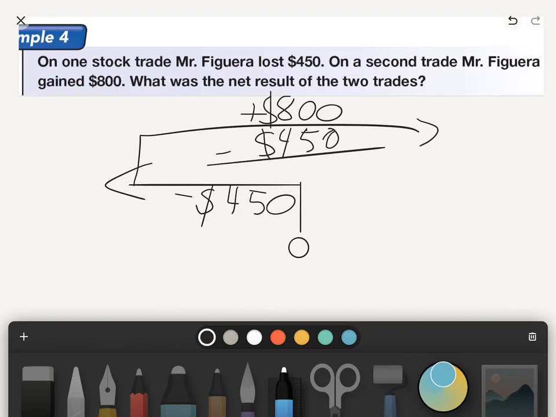Okay, and spoilers, that will end up being $350. So his net result was he gained. I just put plus. Sure, you could say that. $350 gained. Yeah, all right. My number line. Huh? I'm drawing a number line. Oh, good for you. Right on. Okay, so that's today's lesson.